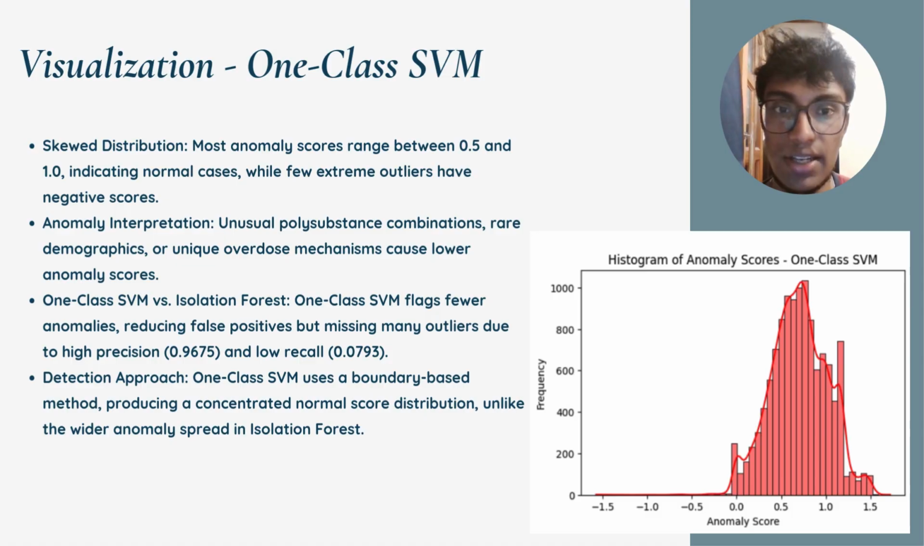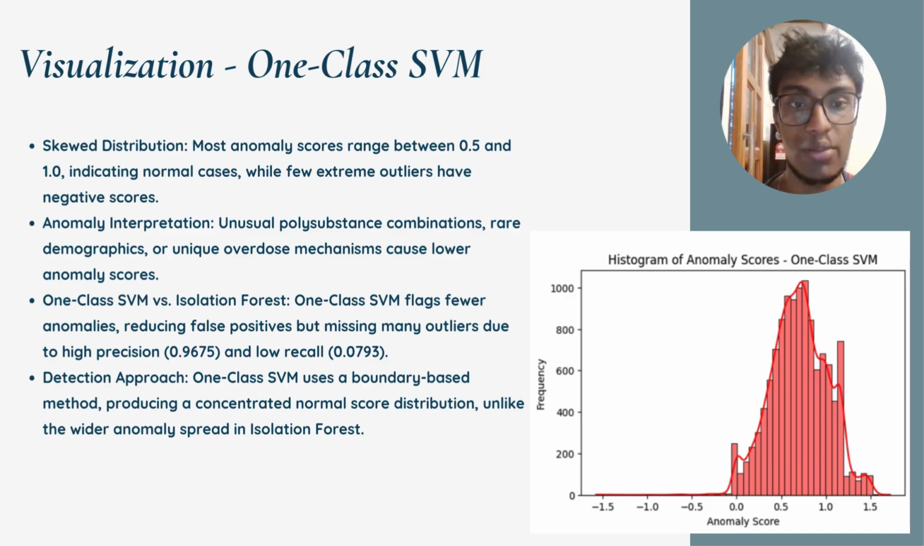And finally, as an interpretation, what we can understand is most drug related deaths follow expected overdose patterns, aligning with past studies. Lower scoring outliers likely indicate uncommon drug interactions, rare demographics, or a unique overdose mechanism. The model identifies unusual polysubstance combinations or underrepresented groups as anomalies.